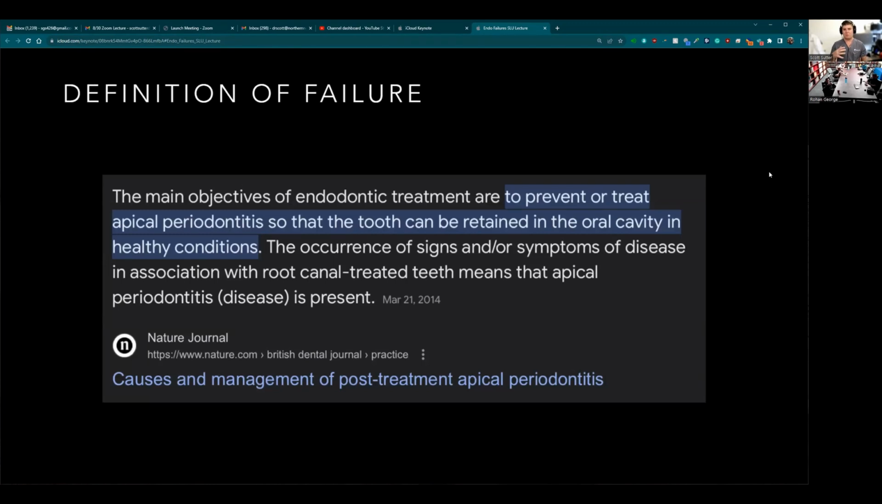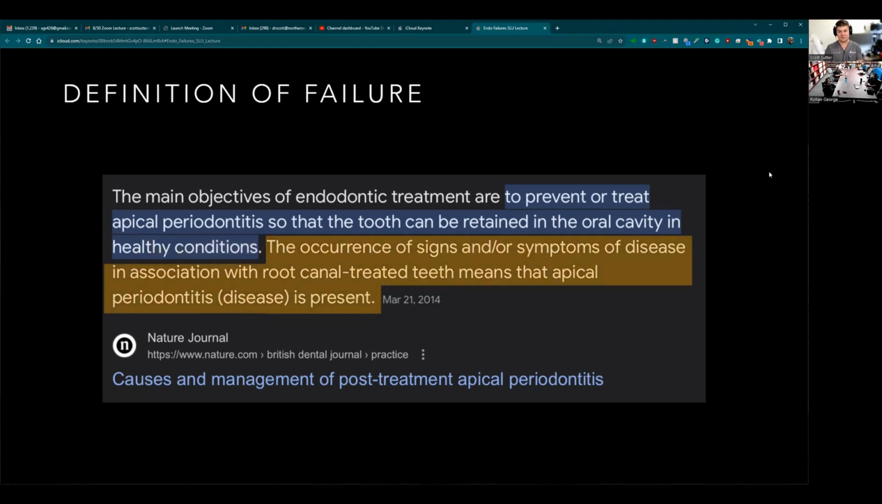And so when we're defining failure, let's go to this little rag called Nature and see what is even the point of what we do. When you do a root canal, why do we even do this in the first place? It is to prevent or treat apical periodontitis so the tooth can be retained in the oral cavity in healthy conditions. Beautiful. All right. If you have signs or symptoms of disease, that means that apical periodontitis or disease is present. So let's go through a couple of those definitions.